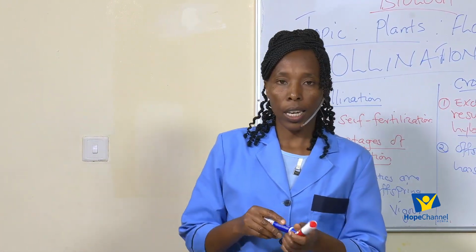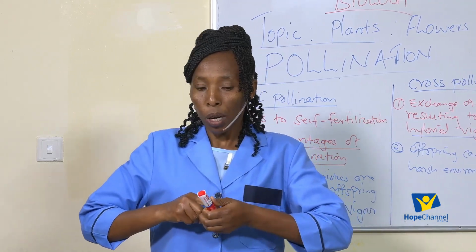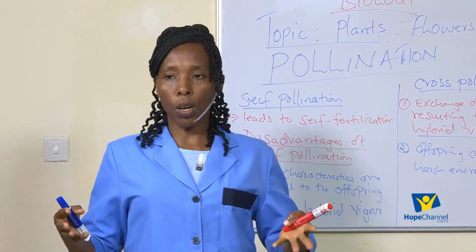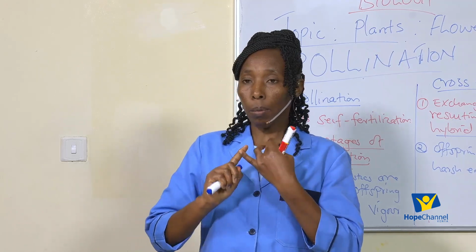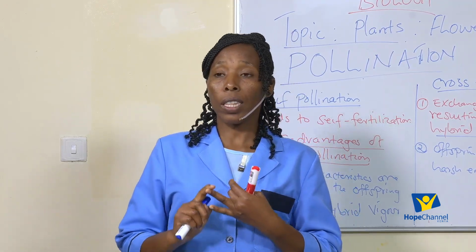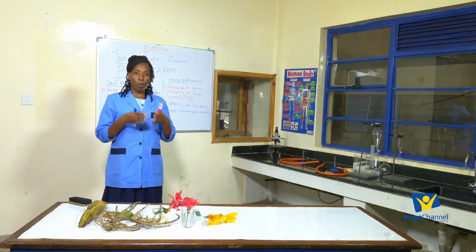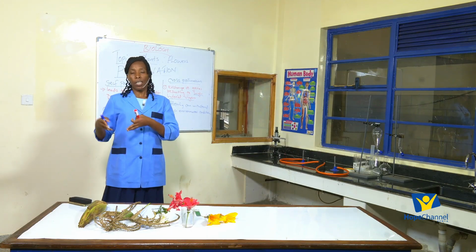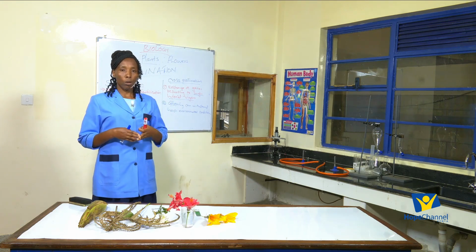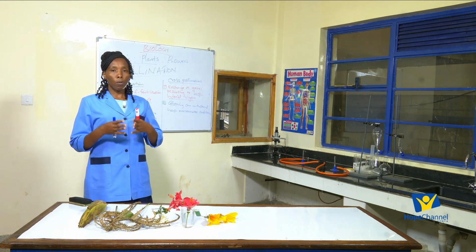So basically, that is what we refer to as pollination. At this point, we have defined the term pollination. We have given the types of pollination. We have stated the advantages of cross-pollination and the disadvantages of self-pollination. Stay tuned. We are going for a short break.